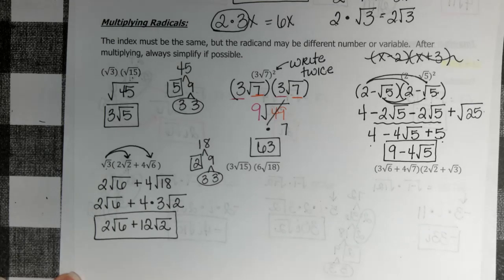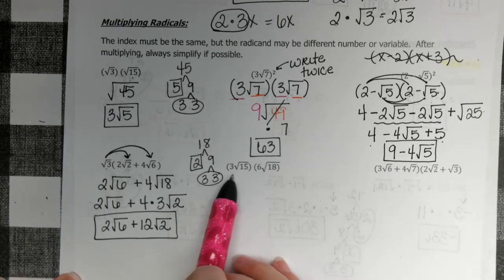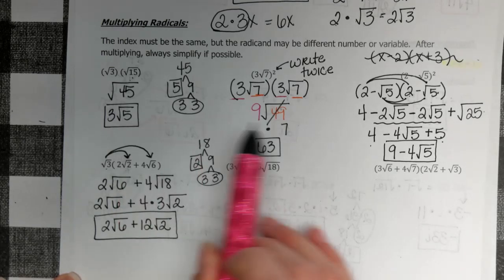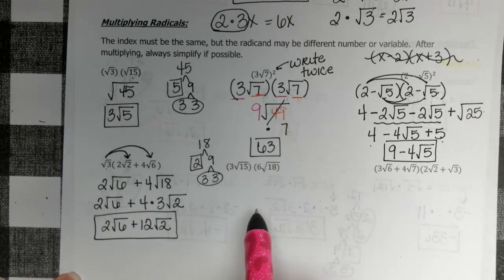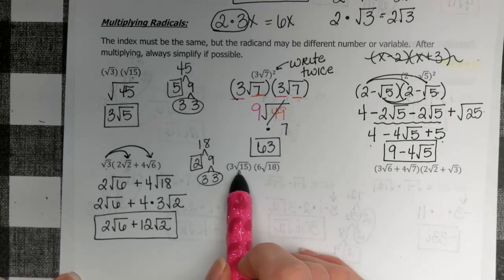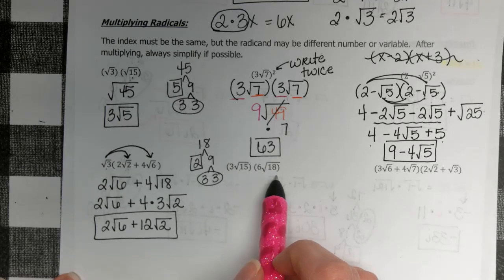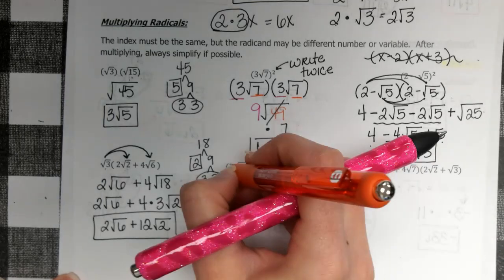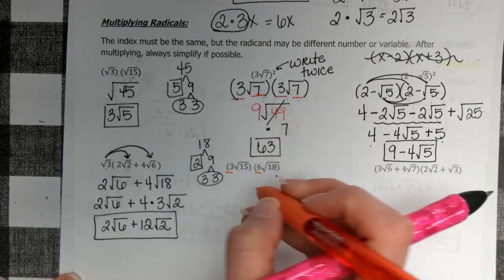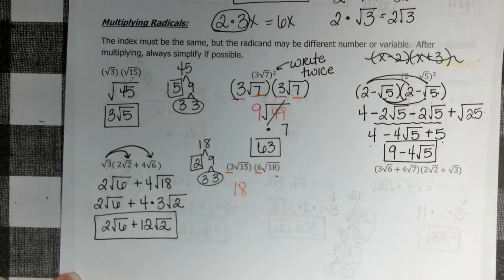You good with that? Other questions? So now I've got 3 square root of 15 times 6 square root of 18. Every little problem is different with what you're given. You just have to know outside times outside, radical times radical. Okay? So outside times outside, 3 times 6 is going to give me 18.